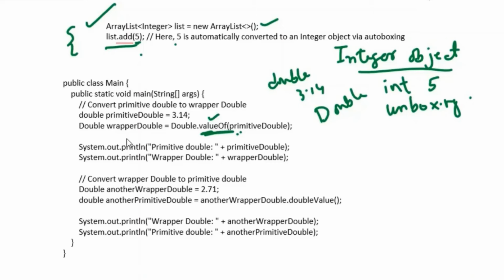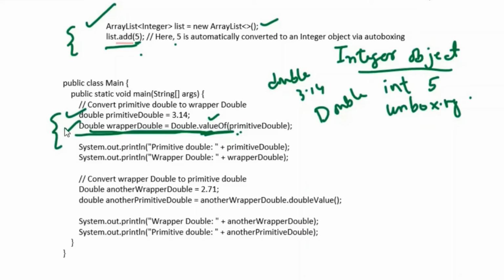Now, in this code, we have an example of the valueOf method. Now you can ask me what this code is all about. If you look at this part, you will find that here a primitive double variable named primitiveDouble is declared and assigned the value 3.14. And this line, particularly this line, converts the primitive double value 3.14 to its corresponding wrapper class value. So this is all about this particular program.